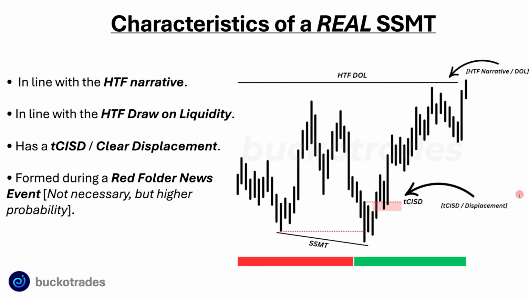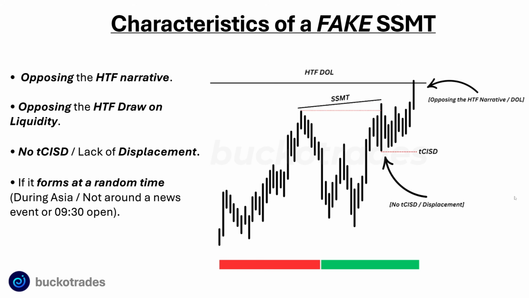So now you understand the characteristics of a real sequential SMT. Let's go ahead and take a look at a fake sequential SMT. So these are the ones that you want to be ignoring, and these are the things that you can be doing to look out for the fake sequential SMTs. So a fake sequential SMT will be opposing the higher time frame narrative, opposing the higher time frame draw on liquidity, has no TCISD, and lacks displacement.